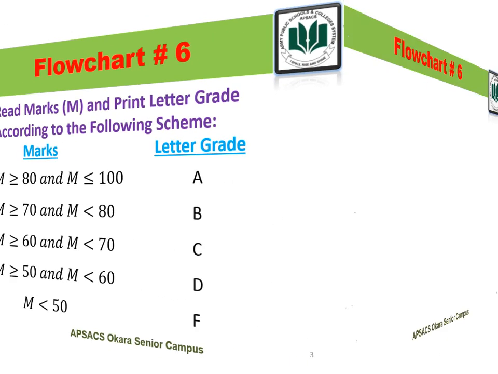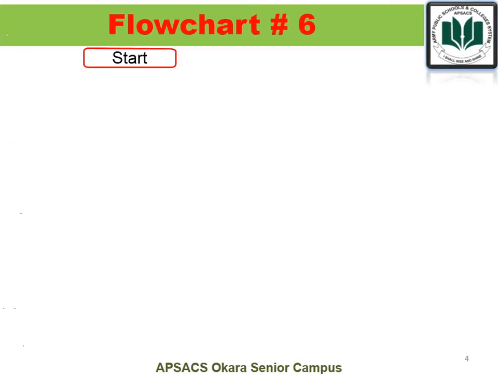So let's start with the flowchart. First step is the start step. The start step is represented by the rounded rectangle. The next step is the input and output step. So the input step, in this case we will be inputting the marks of the student, input M.